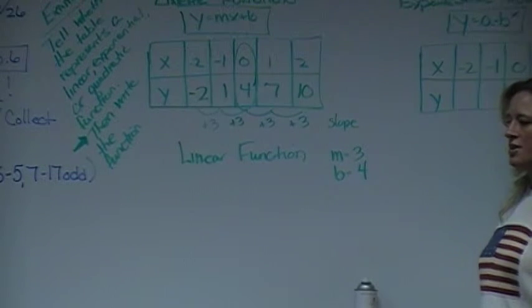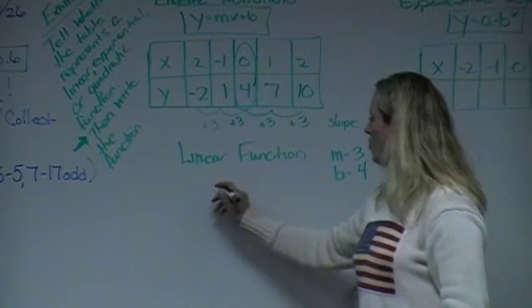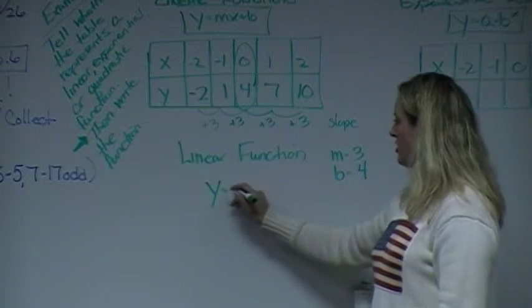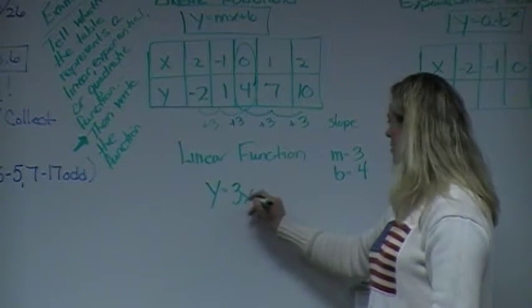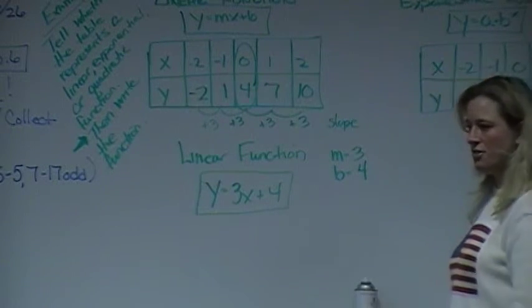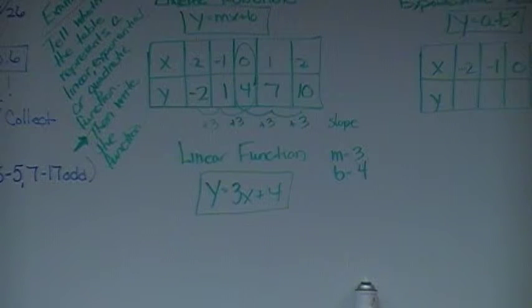Do I have enough to write it in slope-intercept form now? Yep. All right, what is it? y equals 3x plus 4. You got it. And there is my linear function. So the harder part, again, is not necessarily identifying what type of function it is. The harder part is writing the actual function itself.